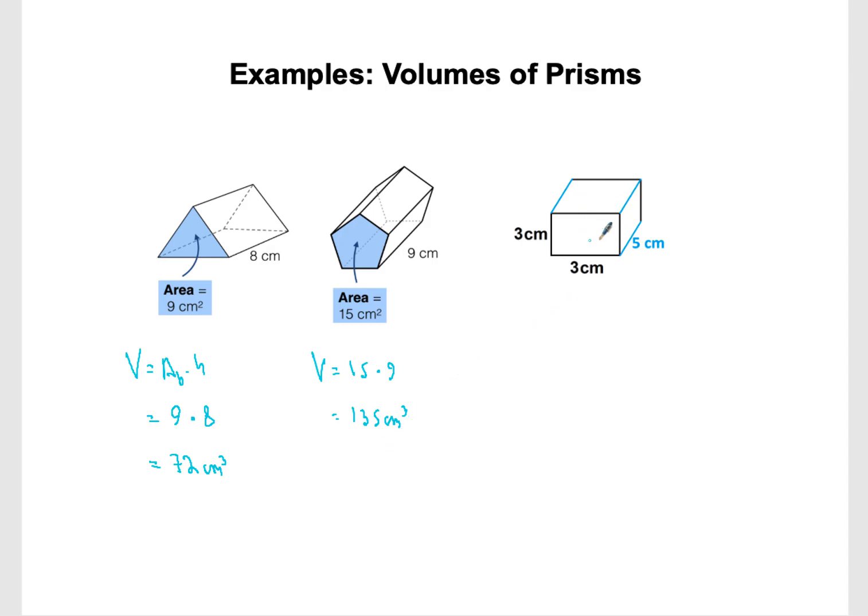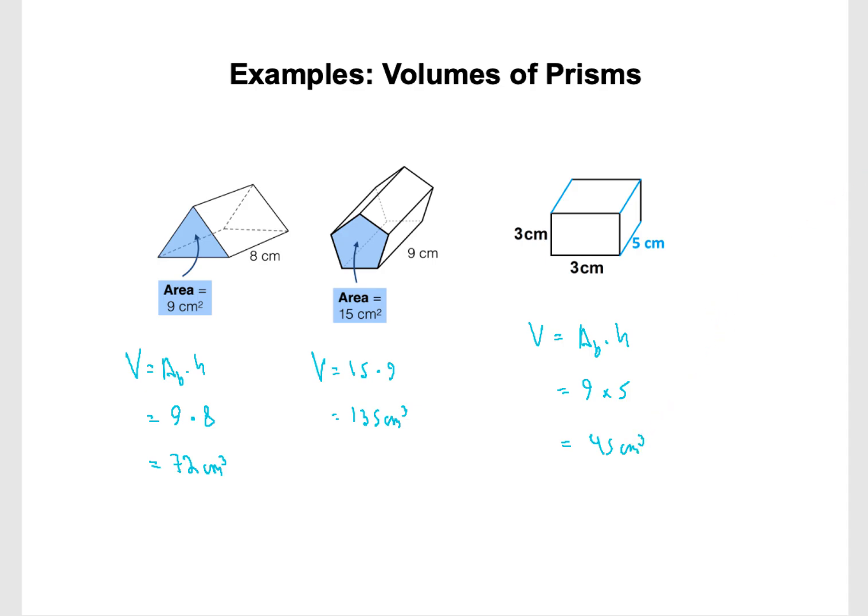Good. And this one, well, they didn't give us the area of any of the sides, so I can do it in different ways. Area of the base times the height. I think I'm going to take this shape right here, which would have been 9. 3 times 3 is 9, because length times width is 9. And then I'll multiply it by 5, because that's how many layers I'll have. So that's 45 centimeters cubed.